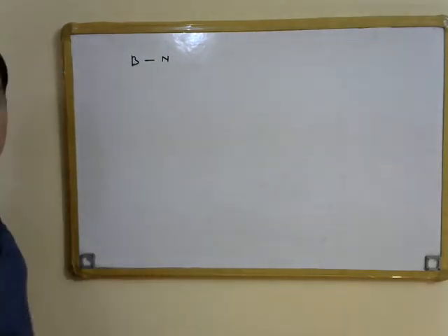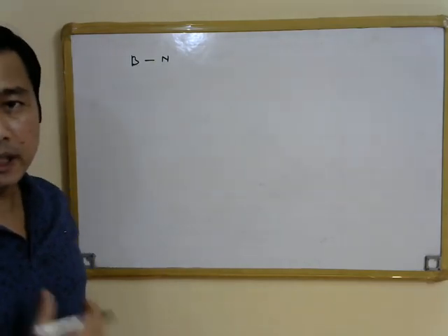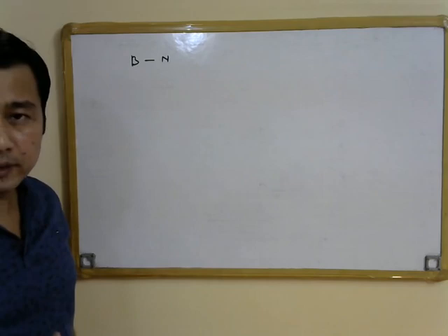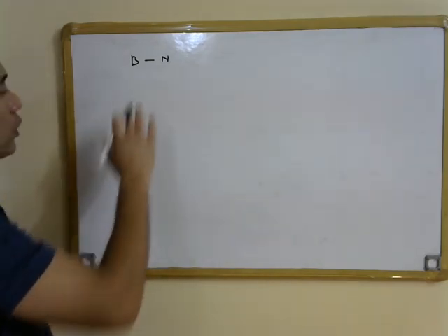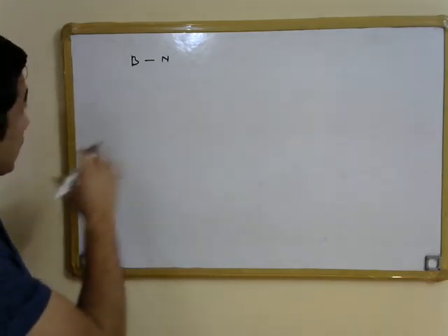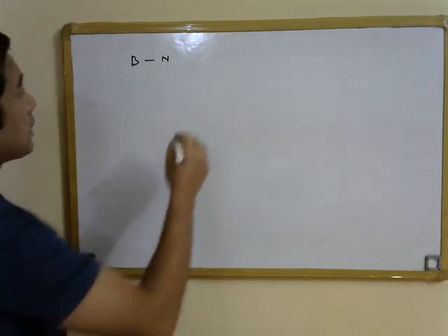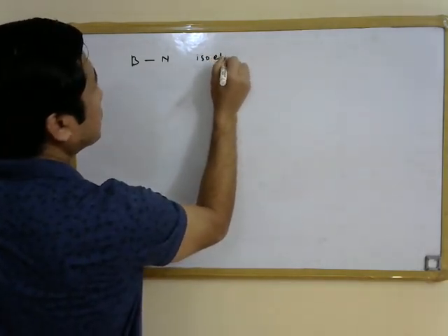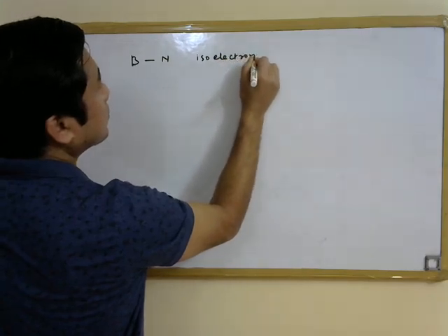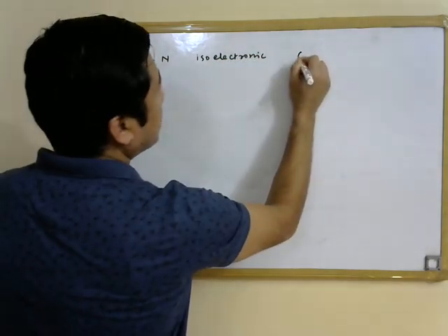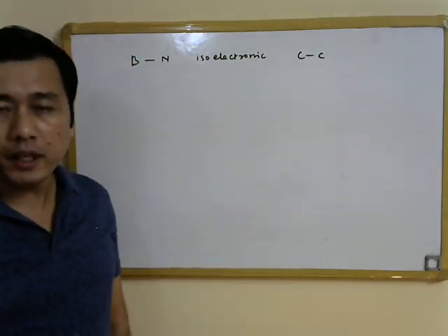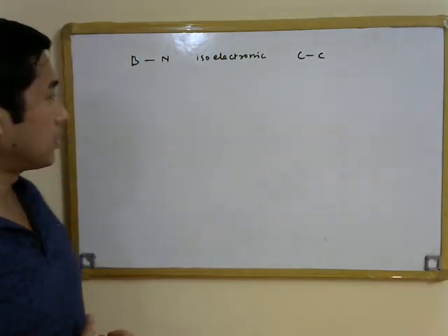that is, boron has 3 valence shell electrons, while nitrogen has 5 valence shell electrons. So in total there are 8 electrons in the BN unit. So it is isoelectronic with the CC unit, which also has 8 valence electrons.